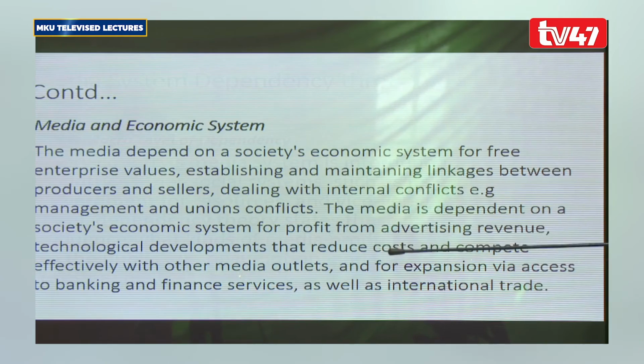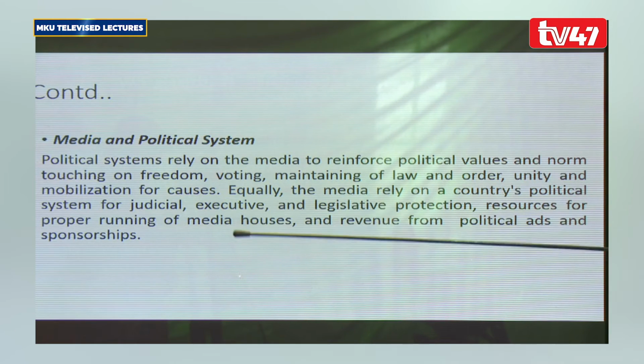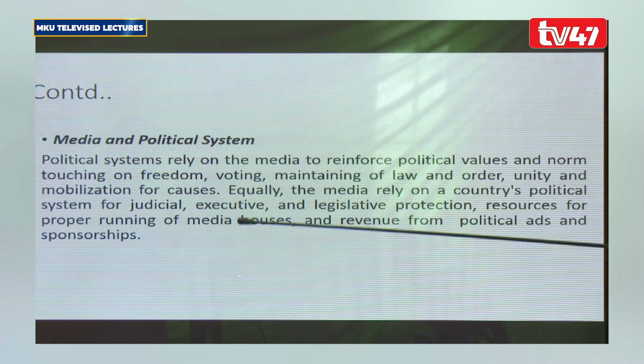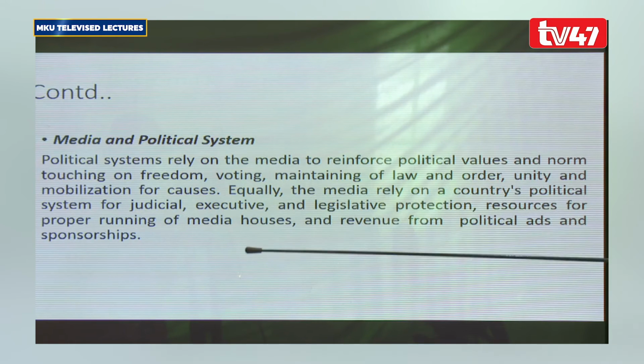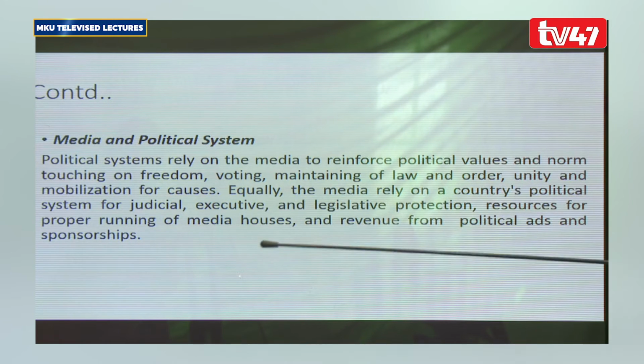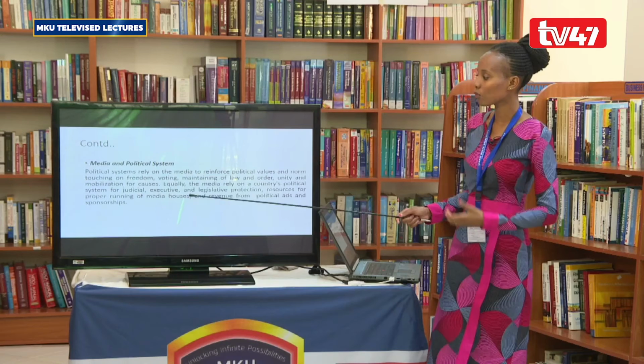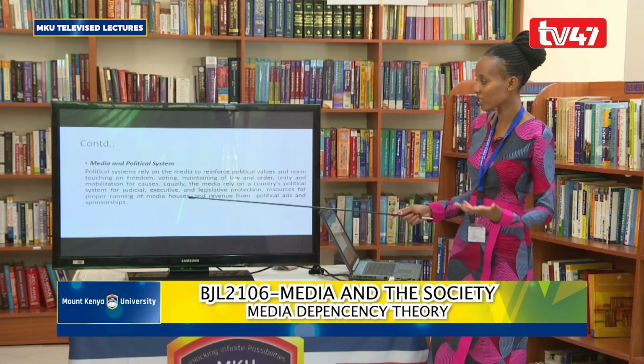Also, there is the media and economic system, in terms of how the economy affects the media, as I said earlier. And there is the media and the political systems. In terms of the political system, it's the media that reinforces the political systems. Apart from reinforcing the political system, the political systems are also dependent on the media in terms of voting, in terms of setting norms, and in terms of mobilizing the society towards the political systems.